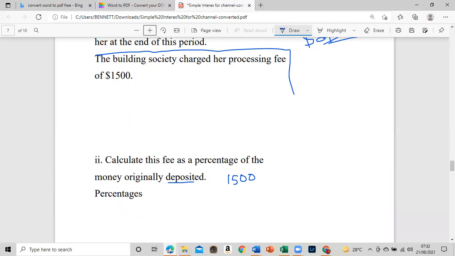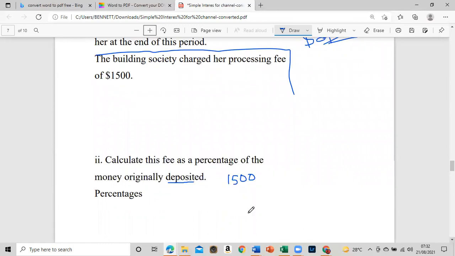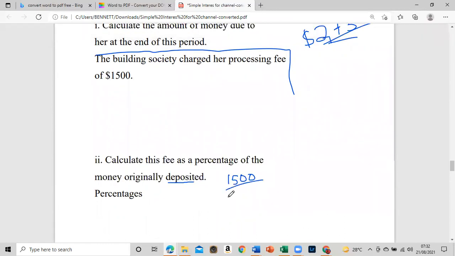So what was the original deposit? Let me see how much money they invested. That was 24,000. So notice they say original, so we can't use anything else. They just want to see if you understand percentage.